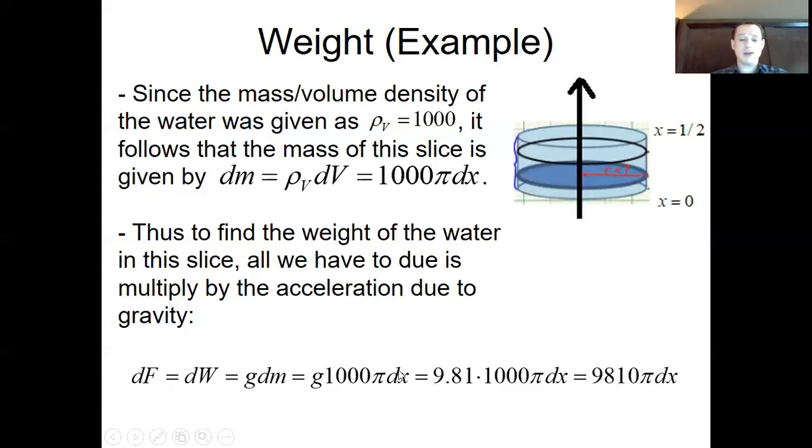And then times the dm, which we already had, which was 1,000 pi dx. And you put that all together, you get about 9,810 pi dx. So all that thought process just to come up with an equation for the weight of this slice that I did. That's what the force is. The force is the weight. dF is dW. So the weight of this little slice we have right here.